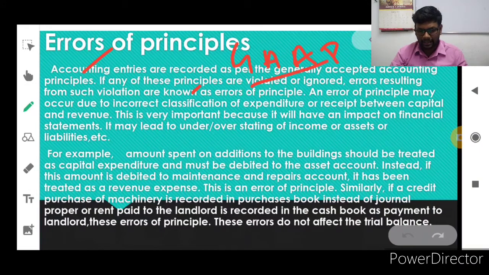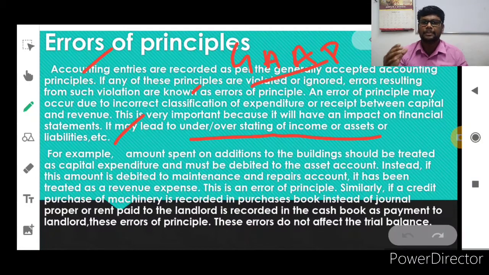An error of principle may occur due to incorrect classification of expenditure or receipt between capital and revenue. This is very important because it will have an impact on financial statements. It may lead to under or overstating of income or assets or liabilities, etc. So you know very well about capital expenditure and revenue expenditure. Instead of treating capital expenditure as revenue expenditure, that is an error of principle.